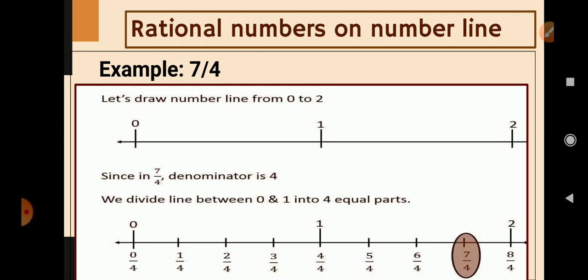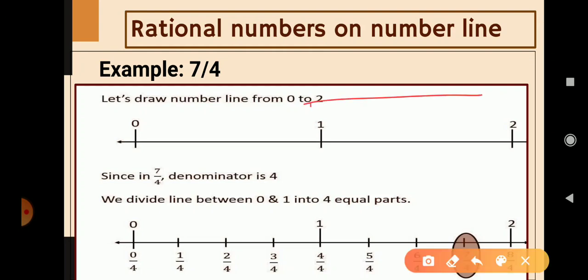For example, if we consider this as a number line, this is 0. Here the denominator is 4, so 1, 2, 3, 4. Take it as 1. Again 1, 2, 3, 4. Take it as 2. Again 1, 2, 3, 4, that is 3. 1, 2, 3, 4, that is 4. Like that, the number line is divided into 4 parts.